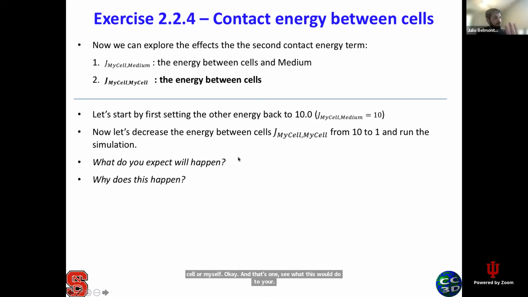But again, before you run simulation, don't type in the chat what you got, just tell me what you expect, okay? If you change the energy between cells from 10 to 1, what you are actually doing to the cells? What you expect will happen and what you expect will not happen? Please tell me in the chat what your expectations are, and after everybody tells me their expectations, then I will ask you to run simulation and tell me what you see.